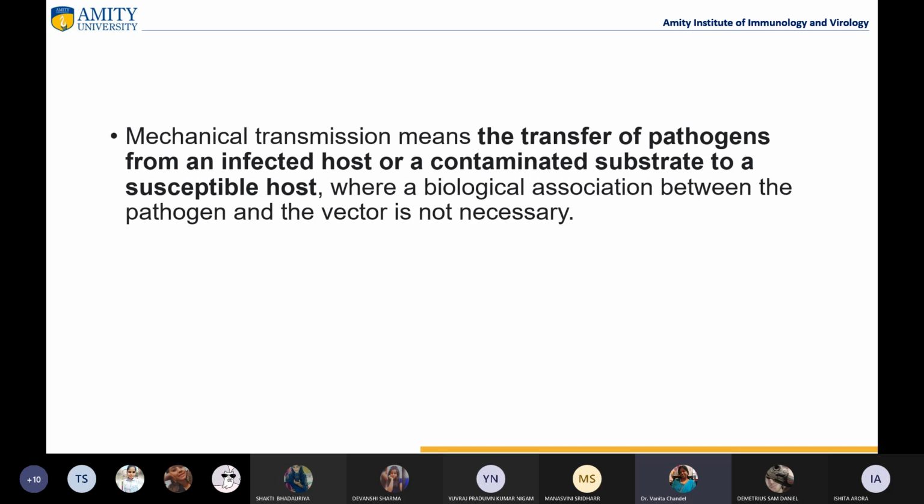Mechanical transmission means the transfer of pathogen from an infected host or a contaminated substrate to a susceptible host, where the biological association between the pathogen and the vector is not necessary. So in this kind of transmission, we don't require any vector. It can be done mechanically without the vector. And usually, why do we do this kind of mechanical transmission? First, if we need to purify a virus, in that case, we need to do this.